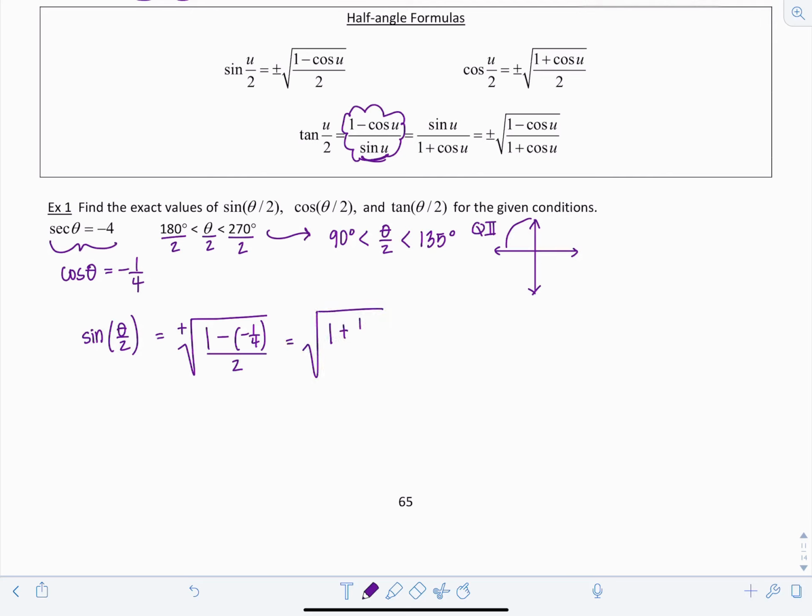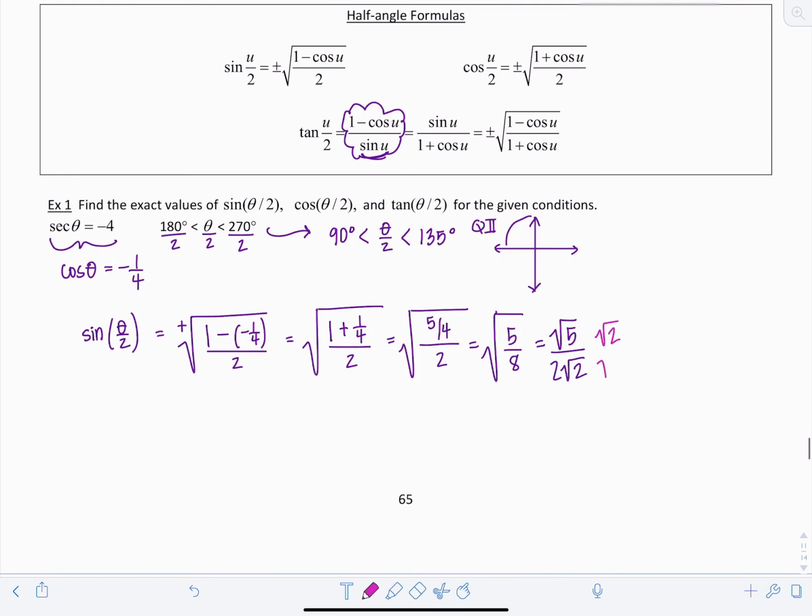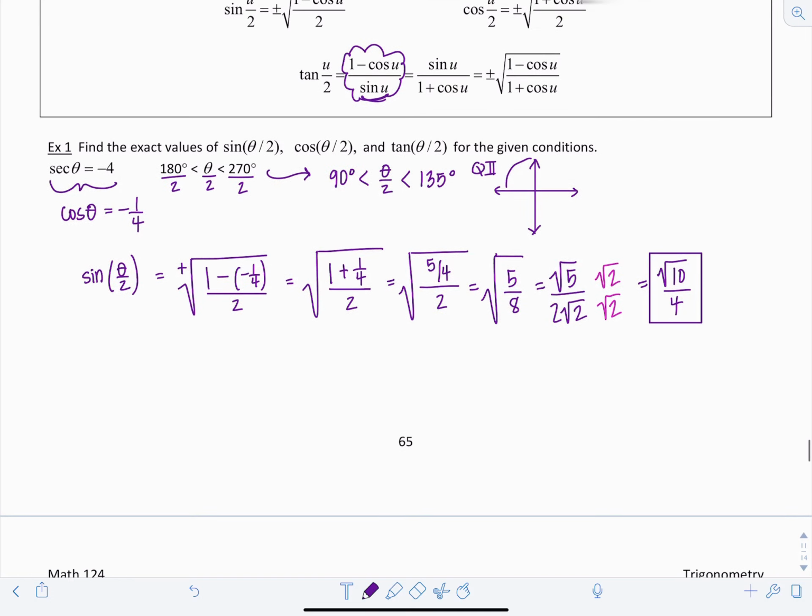Okay, and then that's going to give me the square root. Now it's 1 plus 1/4 over 2. So 1 plus 1/4, that's 5 over 4. So I have the square root of 5 over 4 over 2. So that's the square root of 5 over 8. I'm going to split up the radical. That's square root of 5 over square root of 8. Square root of 8 is 2 rad 2. And then I need to rationalize the denominator, multiply by rad 2. So we have rad 10 over 4.